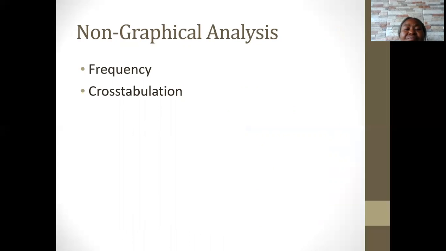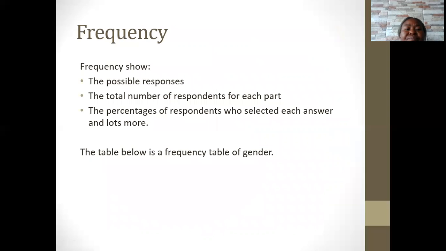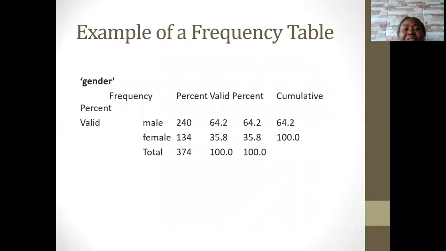Non-graphical analysis, we're going to be looking at frequency and cross tabulation. Frequency shows the possible responses, the total number of respondents for each part, and the percentages of respondents who selected each answer and lots more. The table below is a frequency table of gender. You have male and female, their percentage, their valid percent, and their cumulative percent.